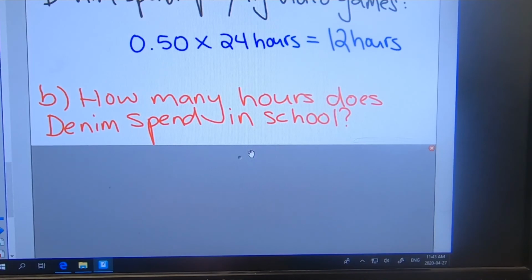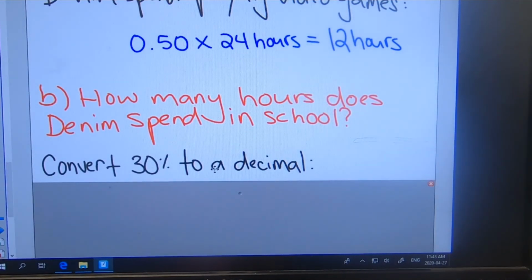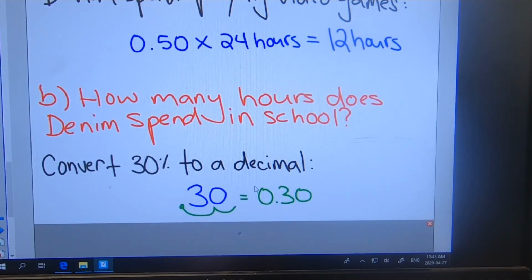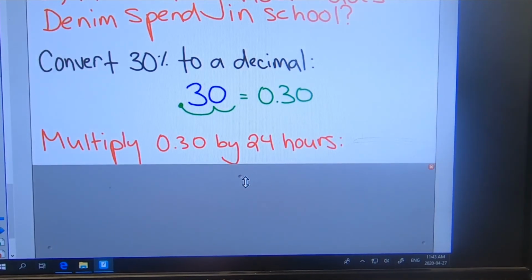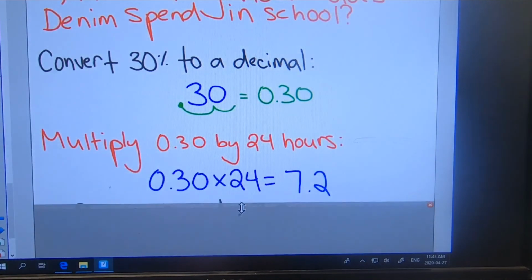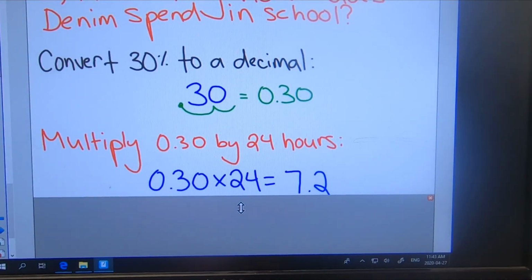Well, the first thing you have to do is turn that 30% to a decimal. So we're going to turn 30% back to a decimal, and that equals 0.30. And again, a lot of you know how to do this already, so this is kind of an easy step for you. We're just dividing by 100 because percent is out of 100, and we're turning it to 0.30. Now, the next thing we need to do is multiply 0.30 by the total of our graph, which is 24 hours. So we take 0.30 and we multiply by 24, and we get 7.2.